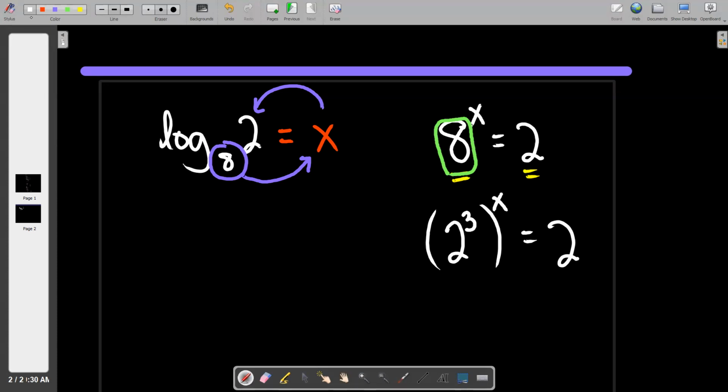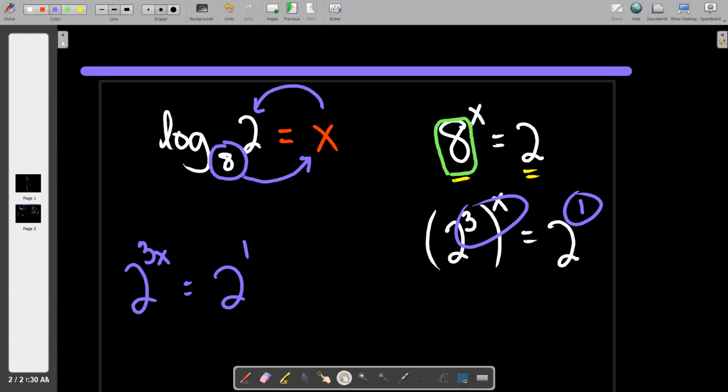If I told you that 2 to the power of 3x is the same as 2 to the power of 1, big leap here, what could you tell me? What has to be true? Don't tell me what x equals. Just tell me, generally speaking, what has to be true. Those two what? Well, of course the bases are equal. I mean, 2 equals 2, for God's sake.